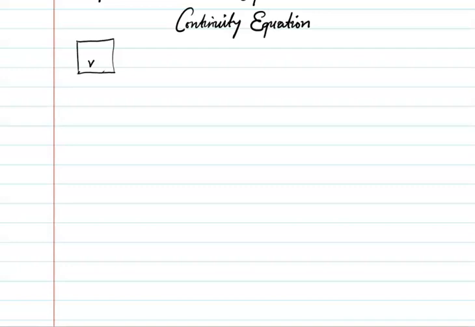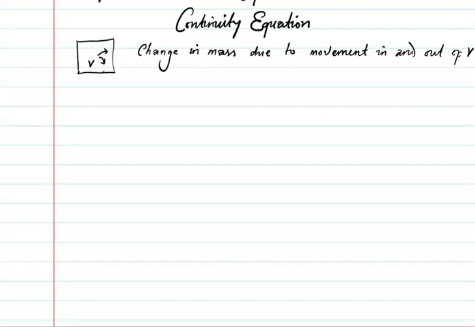So whatever mass would be in here, the change in mass would always be due to movements in and out of V. So in essence, we don't have any mass sprouting out from anywhere, from the inside. There's no creation of mass. So that's a conservation equation. In a sense, we say that the change in mass is always due to movement in and out of V.